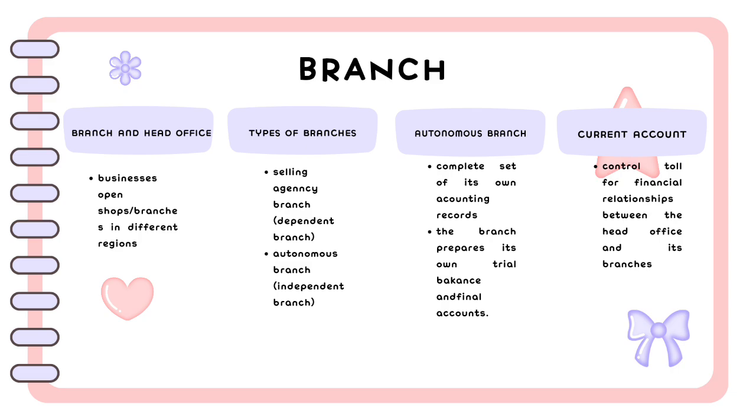Transactions between head office and branch are therefore recorded in current accounts. As for the current account, it records and tracks all the day-to-day financial dealings between main company, which is head office, and its branch. Current account is a tool to monitor the financial connection between the head office and the branch.